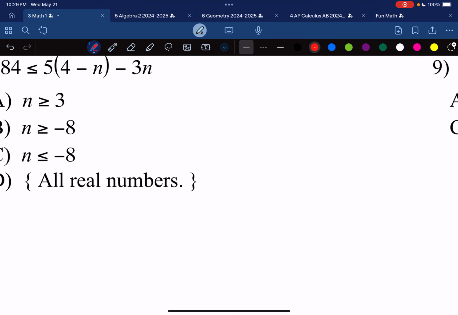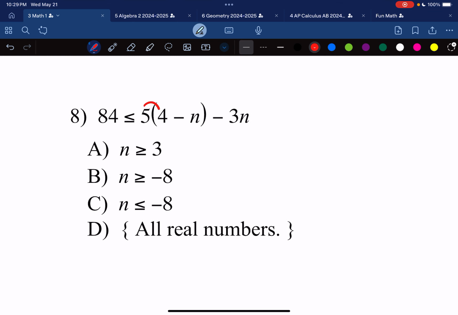In number 8, we have to distribute our 5 first into both of these two terms. You distribute whenever these two terms on the inside cannot be combined, and you are mixing multiplication with either addition or subtraction. So 5 times 4 is going to be 20. 5 times -n is -5n, and I'm going to copy down the -3n as well, and I'm going to copy down the left-hand side of our inequality.